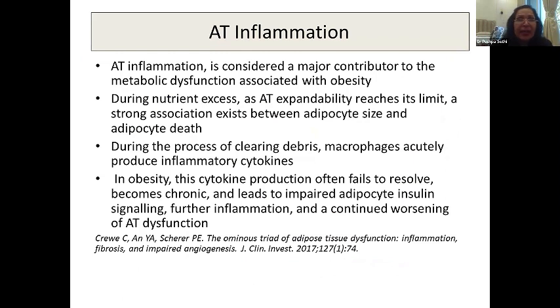Adipose tissue inflammation. Adipose tissue inflammation is considered a major contributor to the metabolic dysfunction associated with obesity. During nutrient excess, the adipose tissue expandability reaches its limit. A strong association exists between adipocyte size and adipocyte death. So the adipocytes keep growing, and demise also takes place at the same time. So during the process of clearing the debris, the macrophages acutely produce inflammatory cytokines. In obesity, this cytokine production often fails to resolve, becomes chronic, leads to impaired adipocyte insulin signaling, further inflammation, and a continuing worsening of the adipose tissue dysfunction.